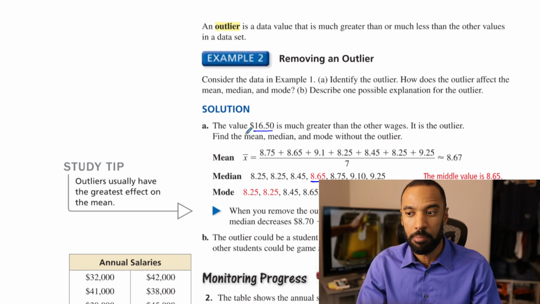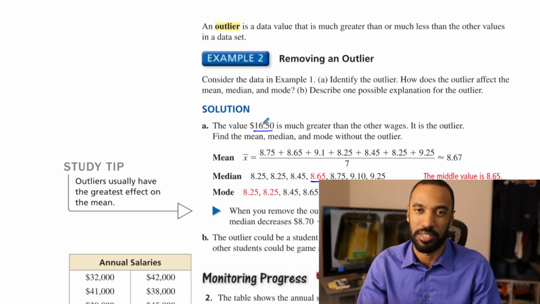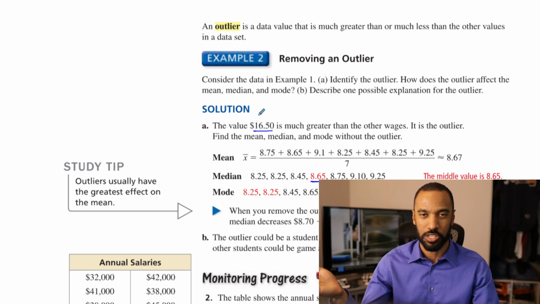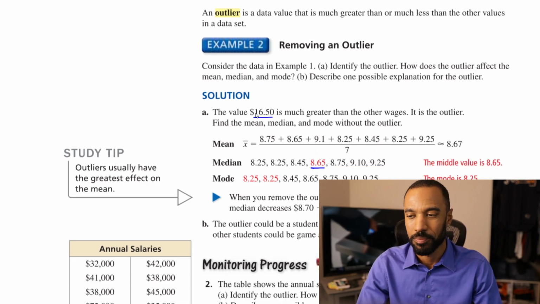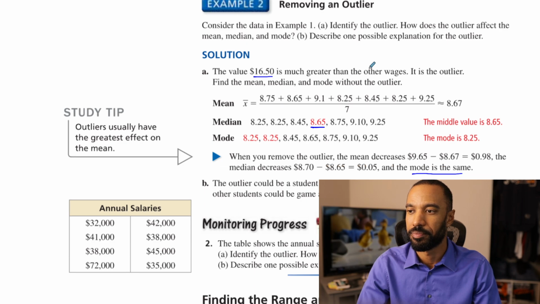Now, if we had multiple people that had $16.50 values, they're no longer outliers. They're just a part of the data set. There's a big jump, and it's extreme, but it's just how the data works. If there's one of them, feels like a pretty good outlier there.